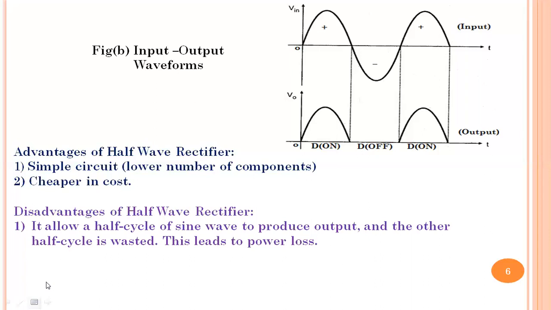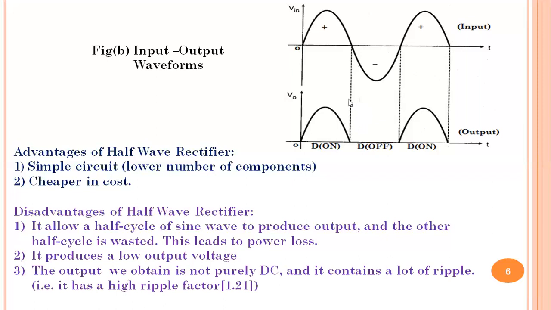Then secondly, the voltage produced at the output will be very low. We'll find afterward with the help of a formula that the average of this voltage, the DC voltage, is of very low value as compared to the applied input voltage between S1 and S2 as VI. And thirdly, since during the negative half cycle output remains 0, the output is not pure DC. It contains a lot of ripples, meaning variations.